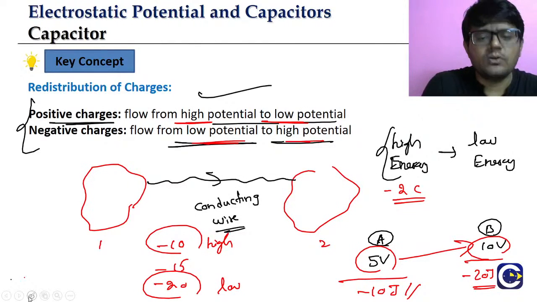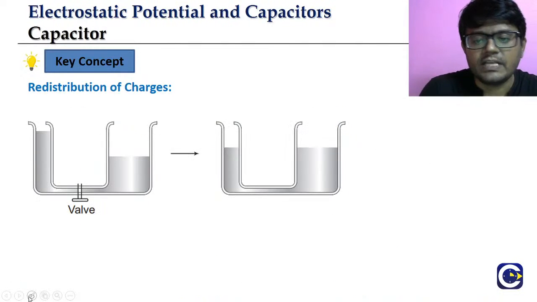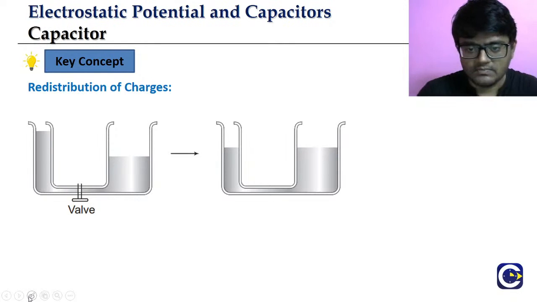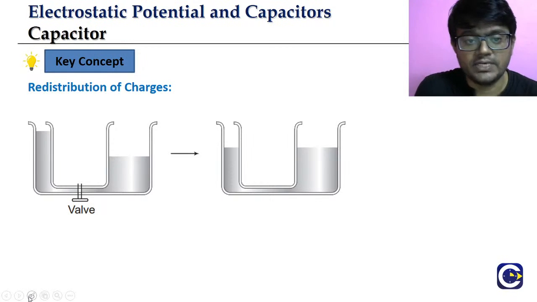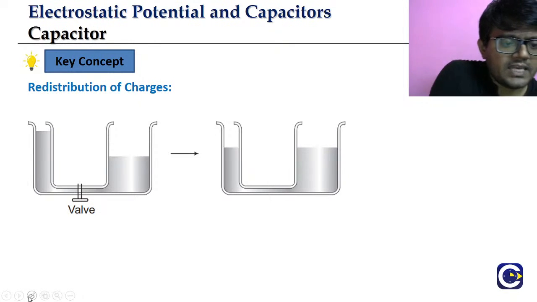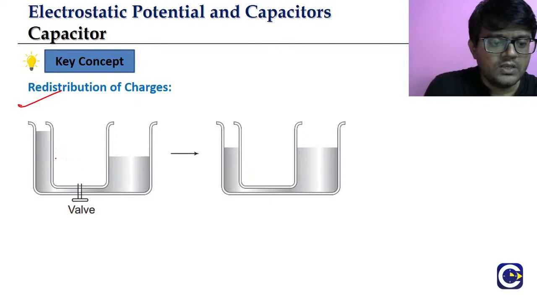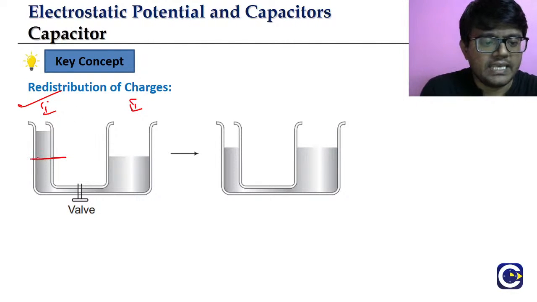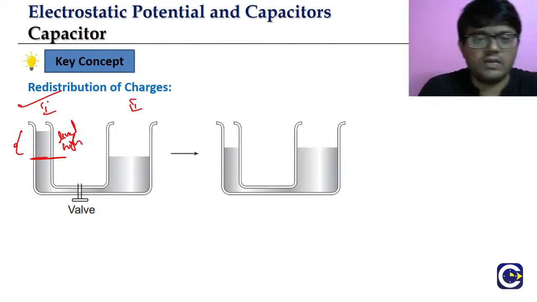But if you look at a very simple way of understanding the movement, or rather the redistribution of the charge. Instead of movement, because we will not use the word movement. In mechanics we use the word movement, but here we will use the word redistribution of the charges. Look here, like in mechanical systems, like water tanks. Say for example you have tank 1 on this side, tank 2 on this side. In tank 1 we have a higher level of water.